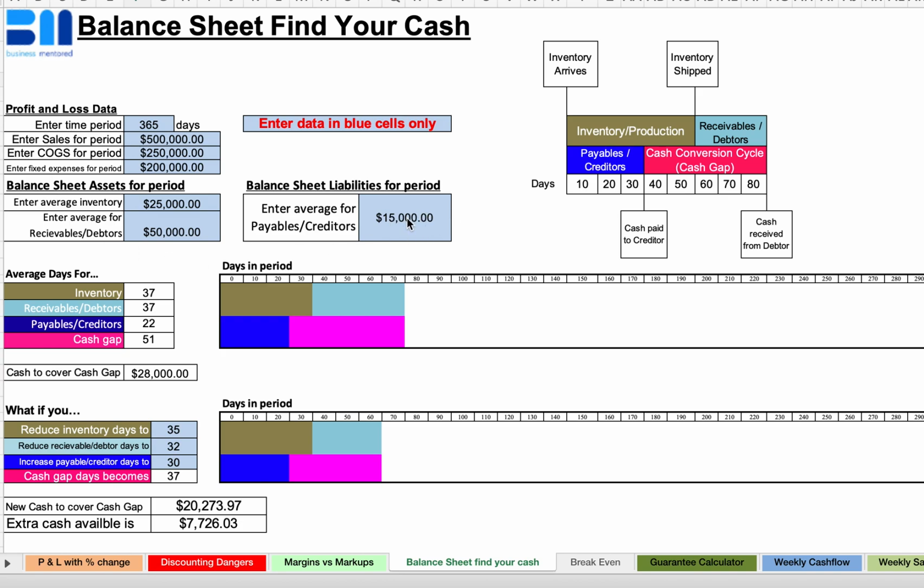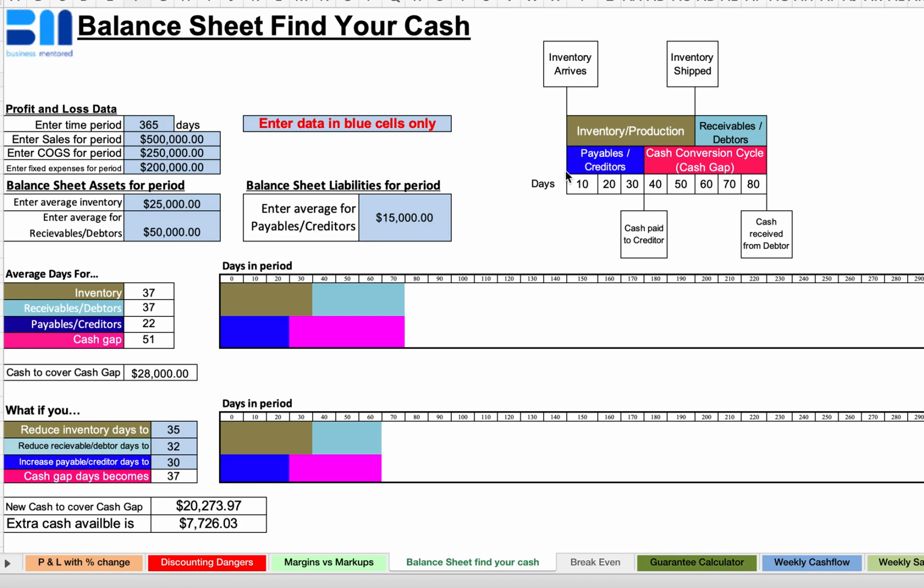And as I said, I've worked out averages for a year. You could do it for a quarter if you wanted as well, a smaller period. You just adjust the values here. So the way this rolls is illustrated by this picture here. On day one, we get inventory into our business, and then we have so many days to turn it into something we can sell. Obviously, if you don't have inventory or make stuff in your business, it's not relevant.